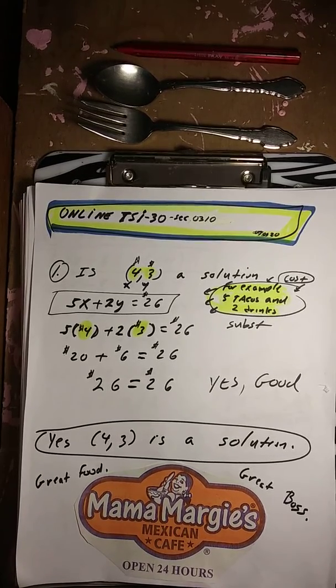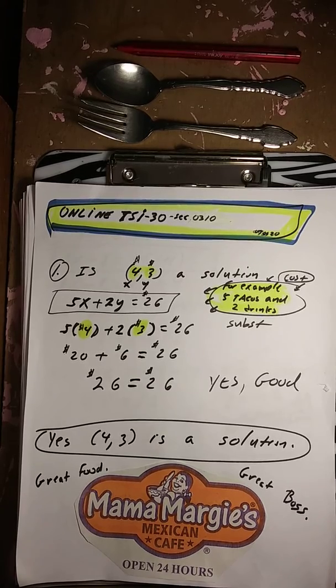All right, we're going to do the online TSI 30, section 0310.